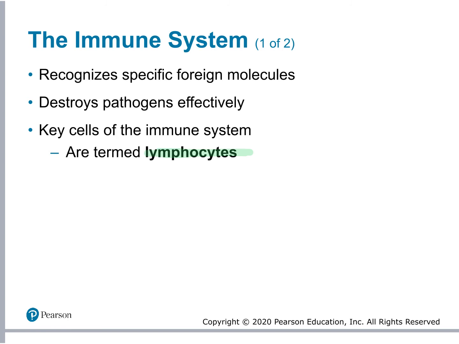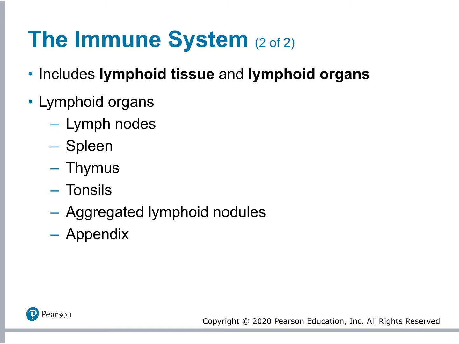These are the ones that become the T cells and the B cells. And these are some of the structures used in the lymphatic and the immune system. We've already talked about lymph nodes.